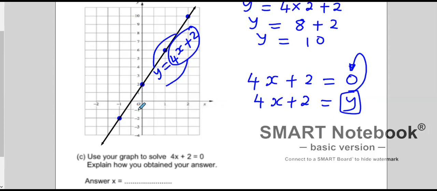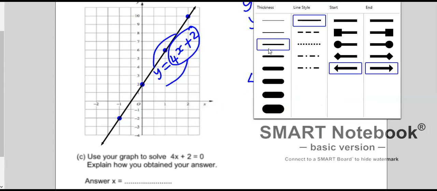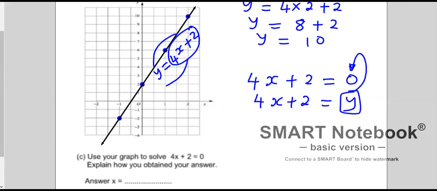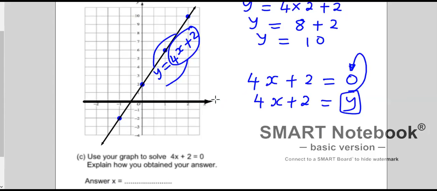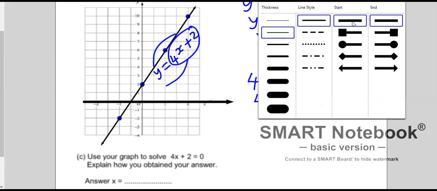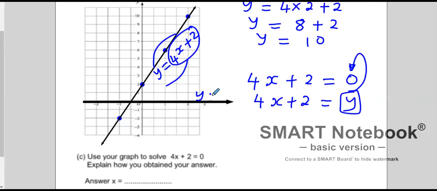Y is equal to 0 on the x-axis. On this place here, this is where y equals 0. Now, can you notice that this line, which is the x-axis, is cutting our graph somewhere here.